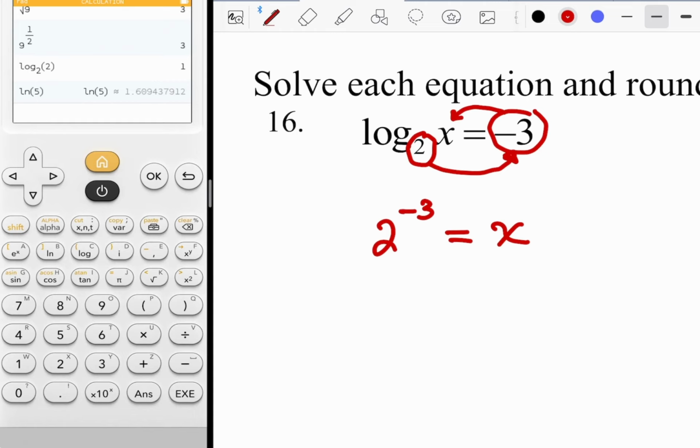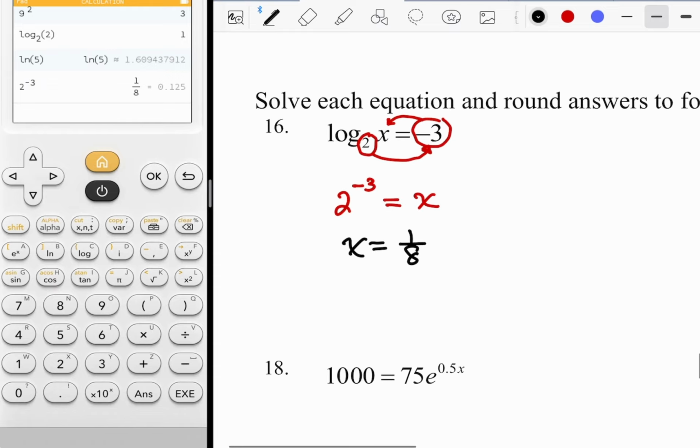This is the technique that we would use if there is a variable contained within the log. The idea being is I want to release the variable from the log so that I can figure out what the variable is equal to. All right. So 2 to the negative third power, 1/8. That's a nice clean answer, so I'm just going to say x is equal to 1/8.